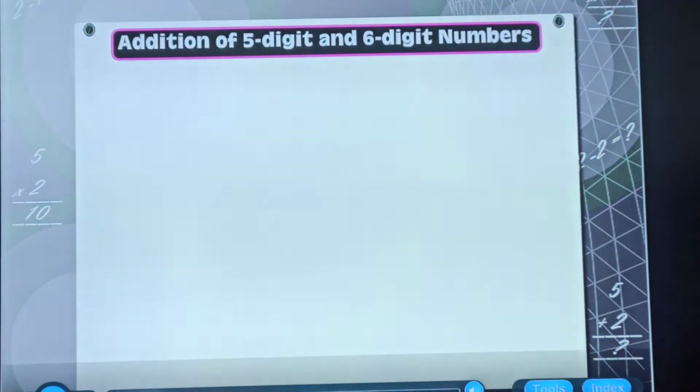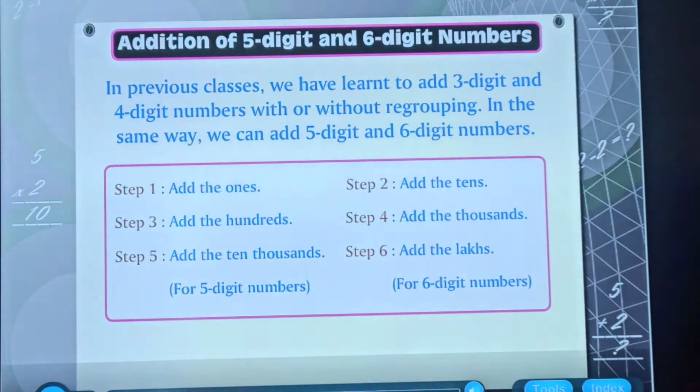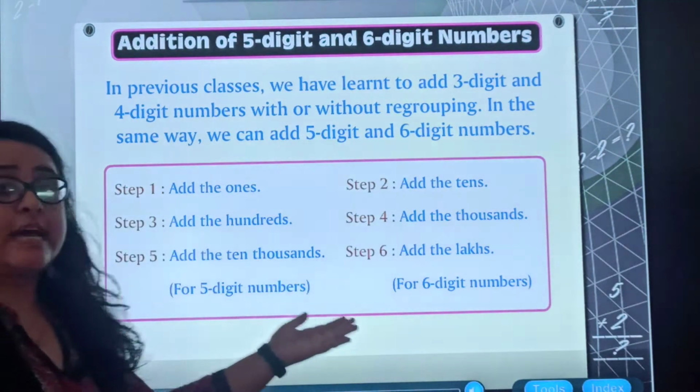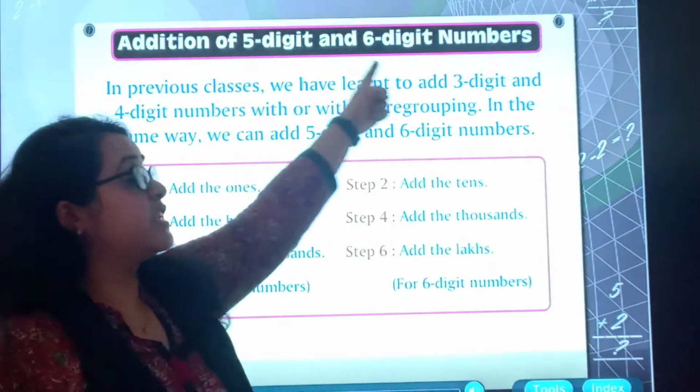Addition of 5-digit and 6-digit numbers. In previous classes, we have learned to add 3-digit and 4-digit numbers with and without regrouping. In the same way, we can add 5-digit and 6-digit numbers. Step 1. Add the ones. Step 2. These are the steps to be followed when we do the addition of 5-digit and 6-digit numbers.